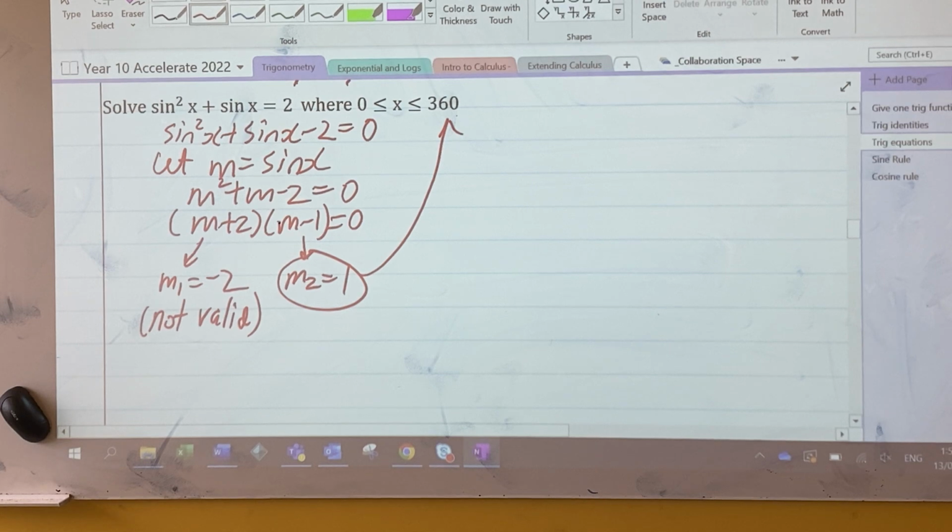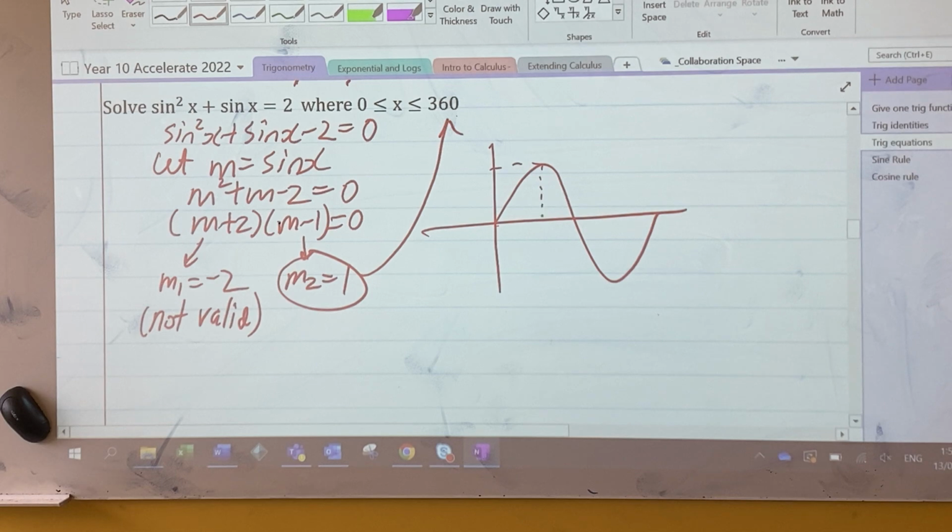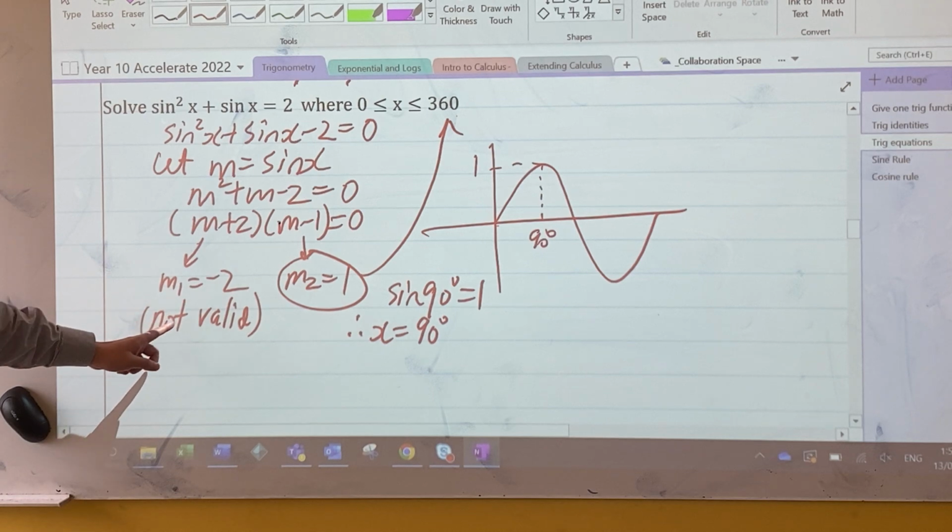Domain is from 0 to 360. So where is my x? Sine x equals 1? 90 degrees. Alright, we know sine 90 is 1. Therefore, x equals 90 degrees. It's only one answer. Because this one is not valid. In other words, no solution for this one.